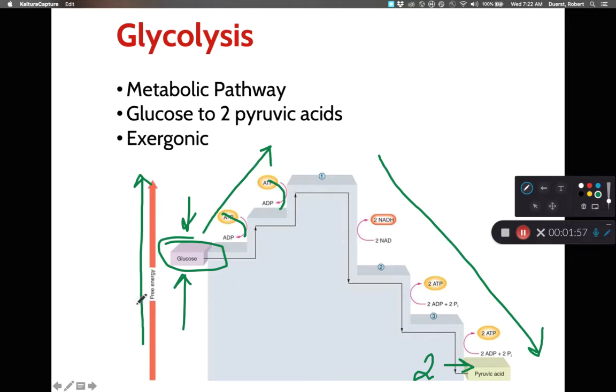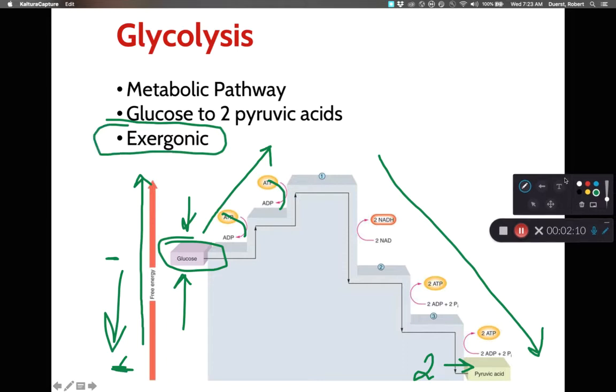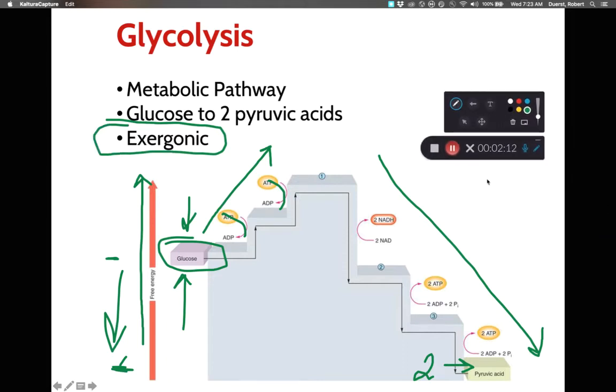Since we have a net loss of energy, levels start here and they end down here, so we have a net loss of energy. If we look at the y-axis, we refer to this reaction as exergonic. It also is going to be referred to as catabolic because we start with one larger molecule and end up with two smaller molecules.